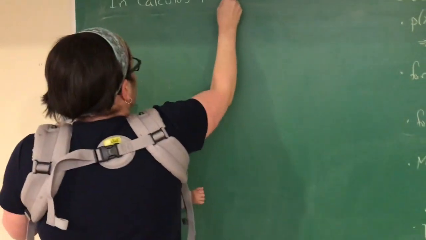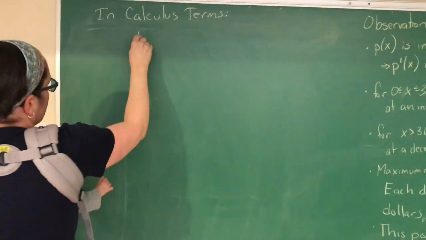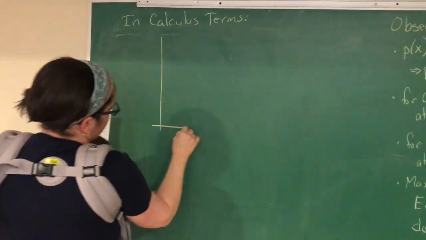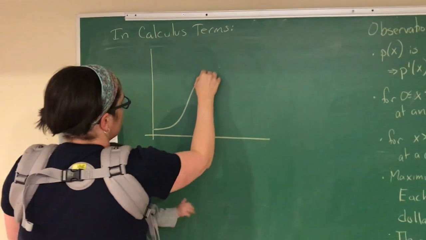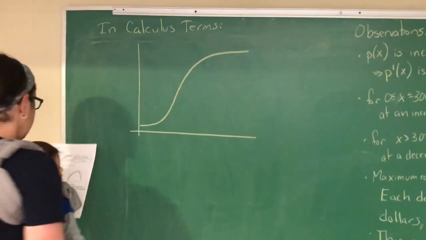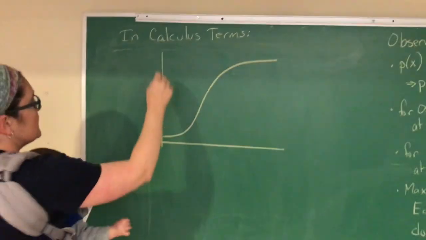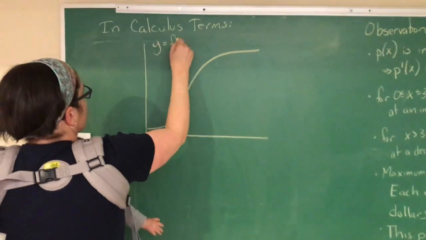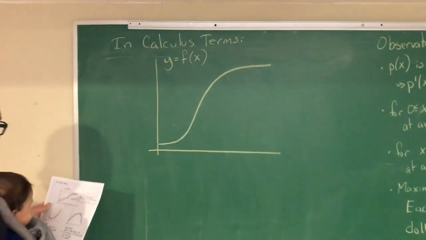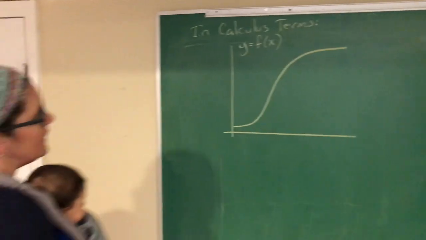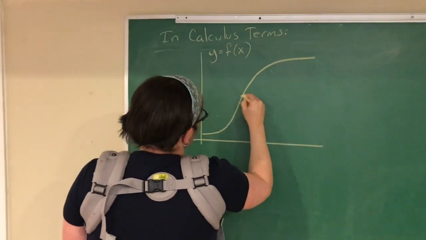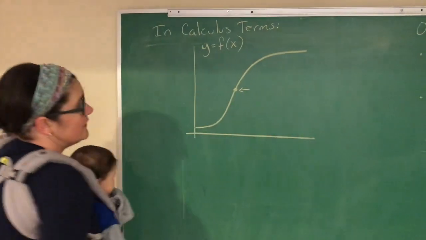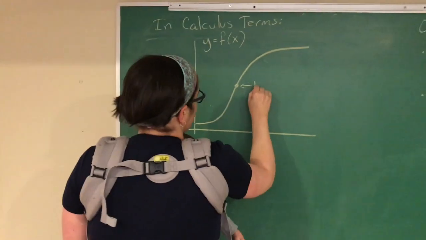So in calculus terms, I'm going to draw a generic function. Here it is. Kind of looks just like the one we just saw, but that's okay. Here is our function, and we're just going to call this y equals f of x. And that steepest point right here, in terms of calculus, is called an inflection point.